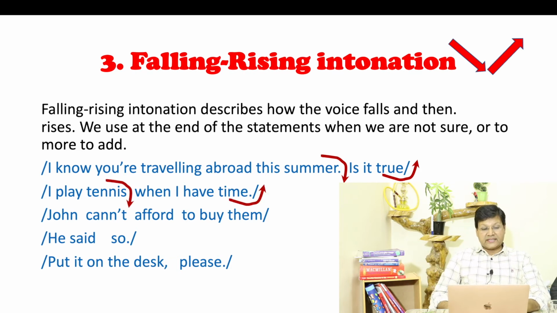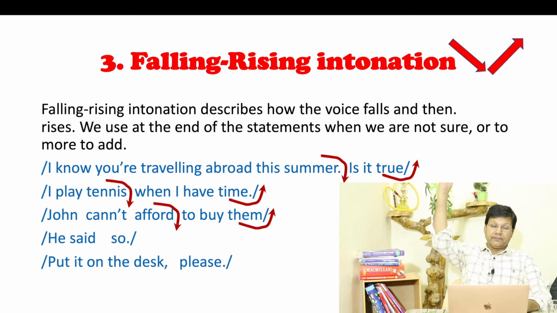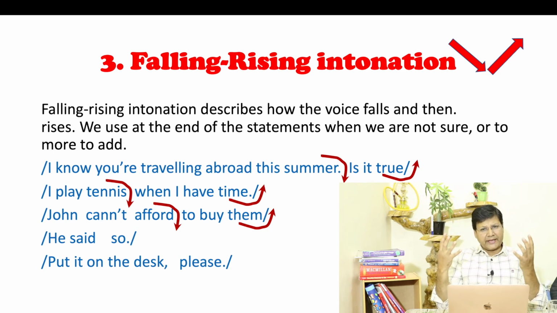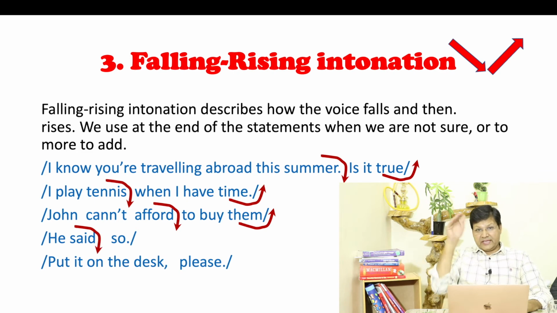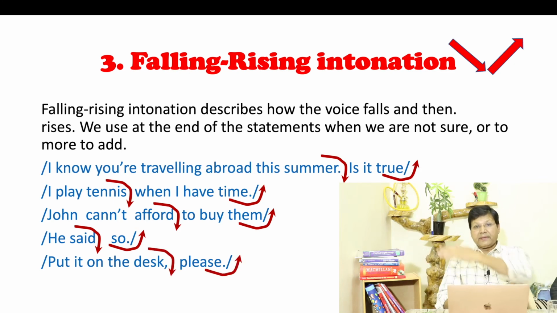Next sentence. John cannot afford to buy them. Anything he wants to buy, but it is very costly, so he cannot afford. This is falling. To buy them, rising. Similarly, he said so. And last example, put it on the desk, please. So falling, then rising. This is called falling rising intonation.